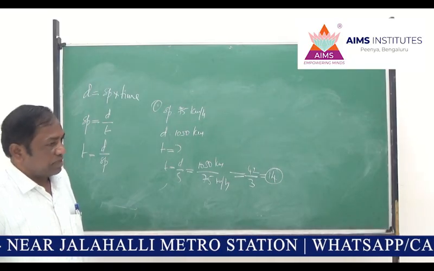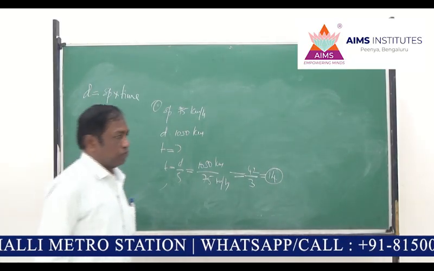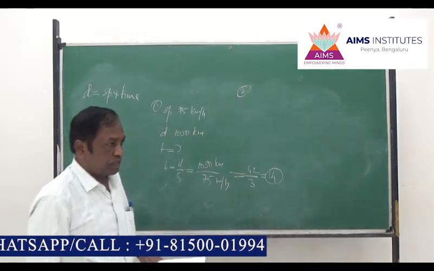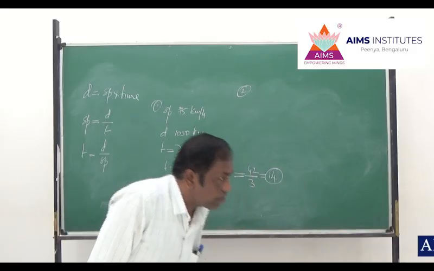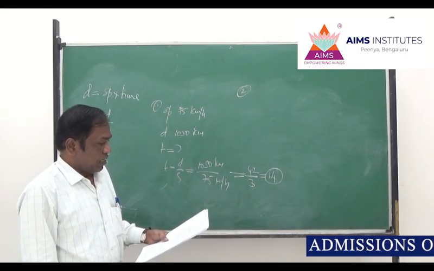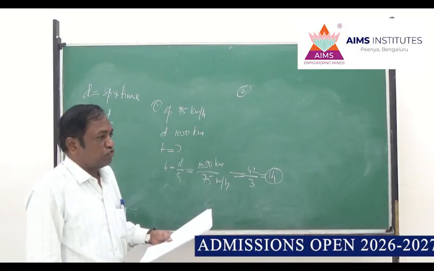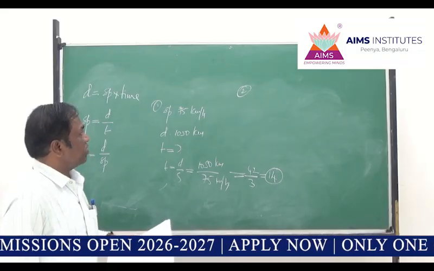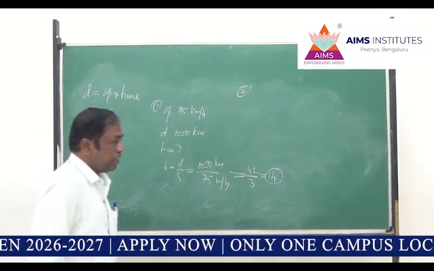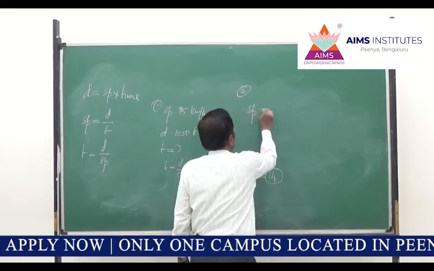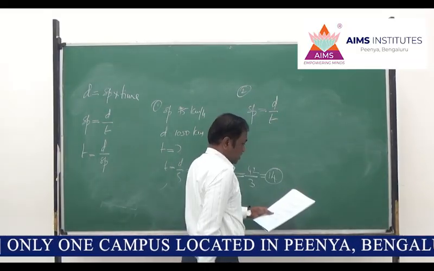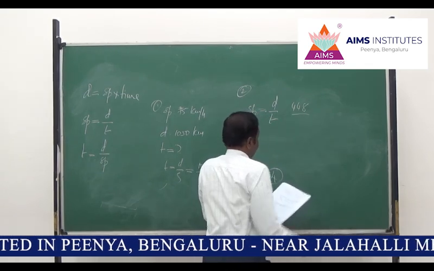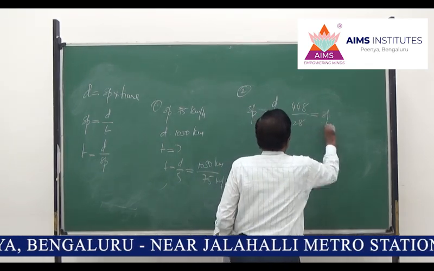Now let us do question number 2. A car covers a distance of 448 kilometers in 28 hours. It means the distance is given, time is given. What is the average speed? What is the average speed formula? Speed is equal to distance by time. What is the distance? 448 kilometers. 448 by 28. You get the speed.